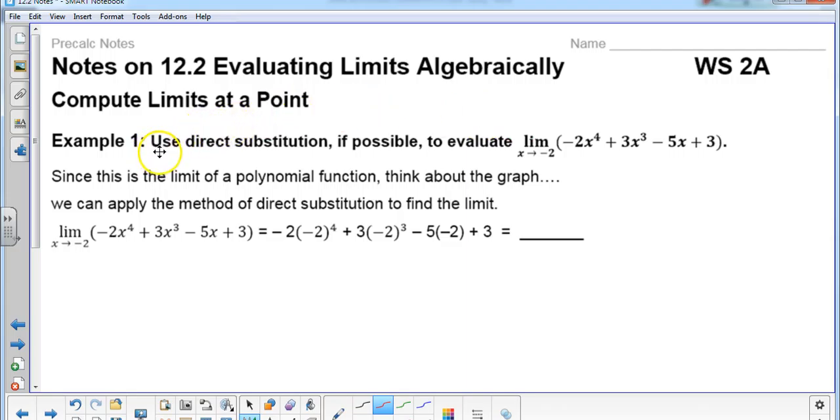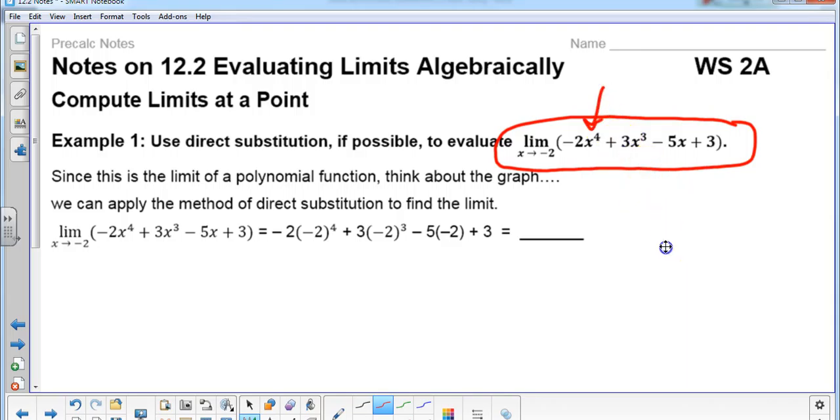All right, so we're going to look at this first one. This is an example off your notes. It says use direct substitution if possible. Do you know something about the graph of that? It's degree 4. So it could actually be a parabola, but it might have some loop-de-loops going on in there, but it is going down. In a minute we're going to talk about end behavior.